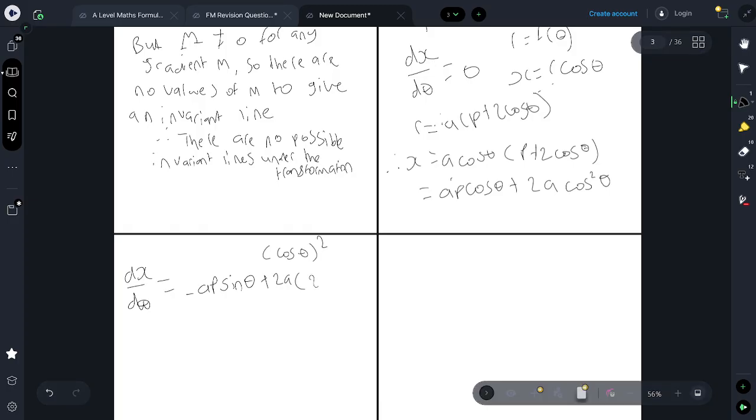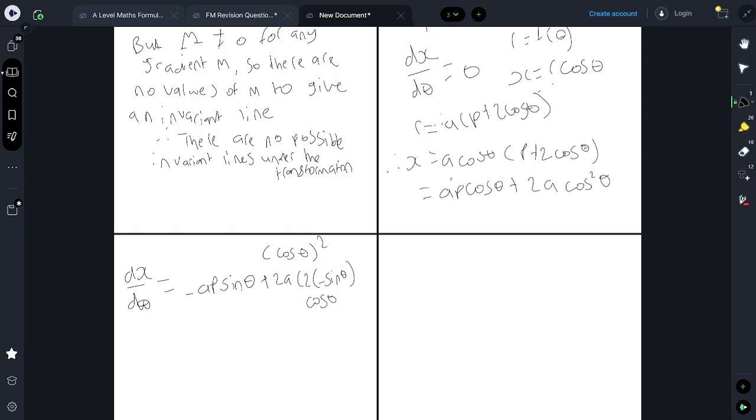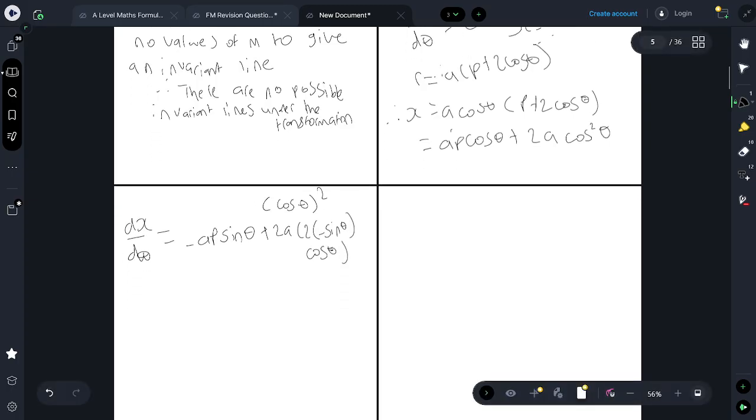So this is going to be 2 times the power times the derivative inside, which should be minus sine theta, and then you're going to knock one off the power, so it's going to be just cos theta, right? Because 2 minus 1 is 1. Okay, so that's the derivative.